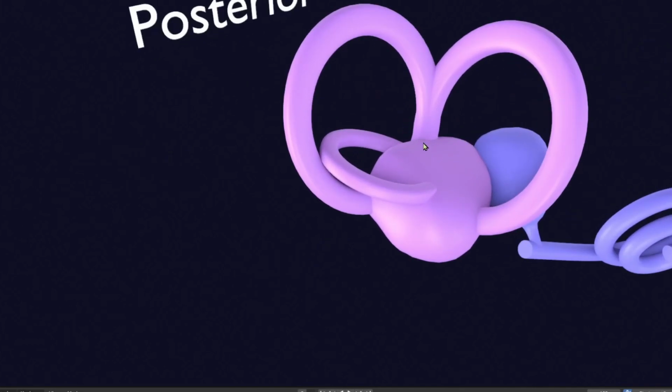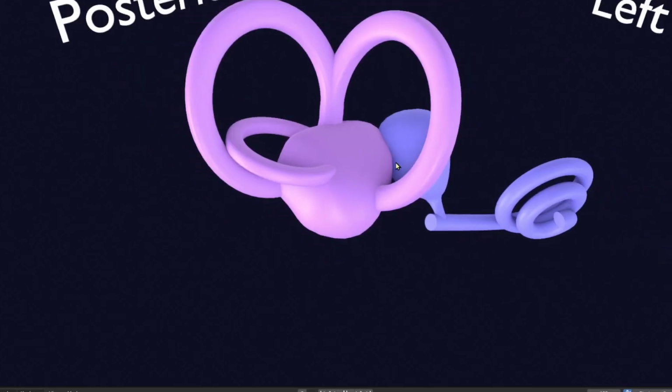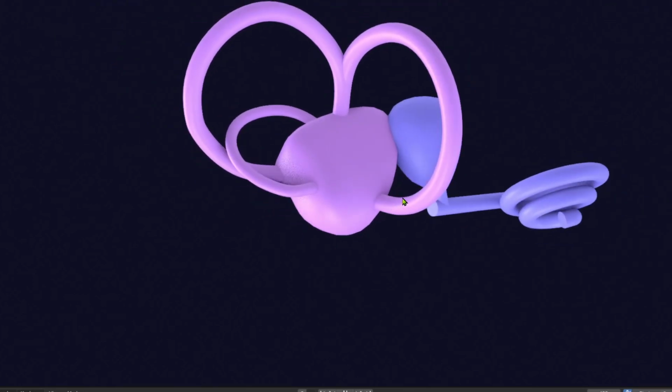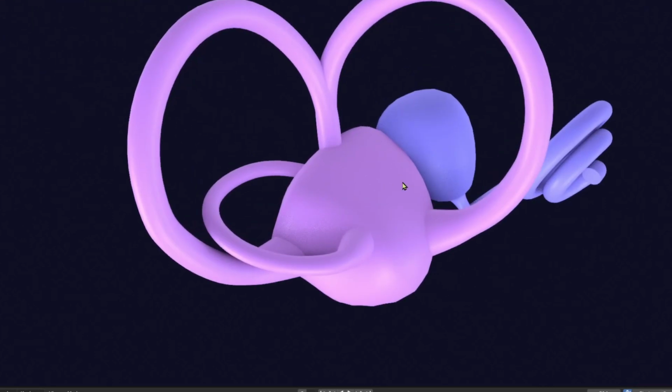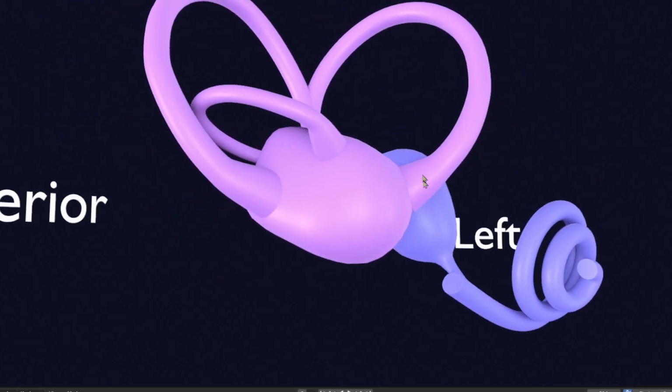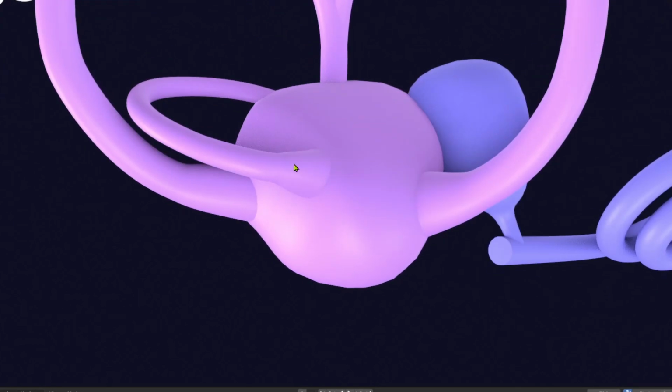Now, one of the ends of these semicircular canals will be slightly dilated. They will become slightly dilated like this, and these are called the ampulla of the semicircular canals. So this is the ampulla, this is also an ampulla, and this is also an ampulla.